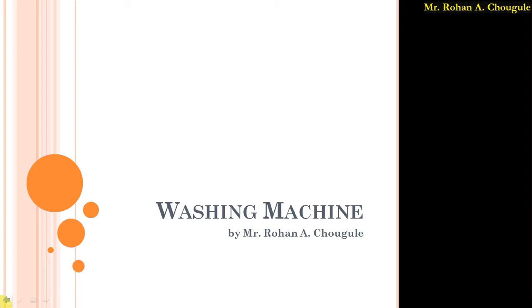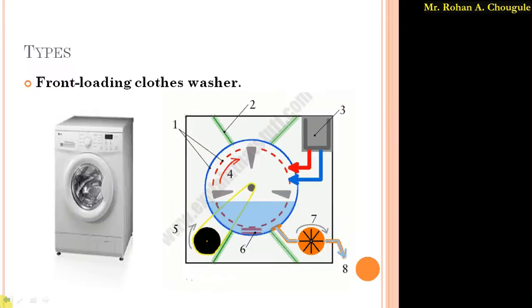As in the previous lecture, we have studied the basic history of the washing machine. Again, we have studied the different parts used to assemble the washing machine. Now in this lecture we are going to study the different types of washing machine available in the market. So let's start with the types of the washing machine.